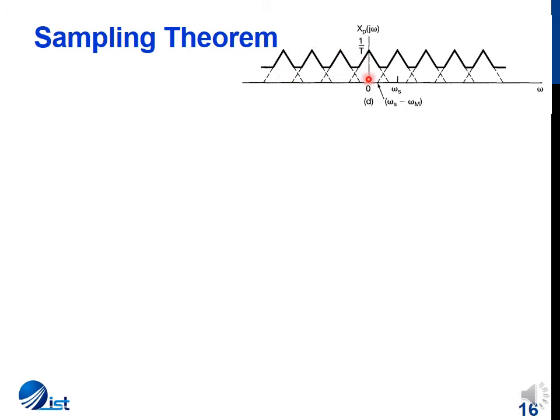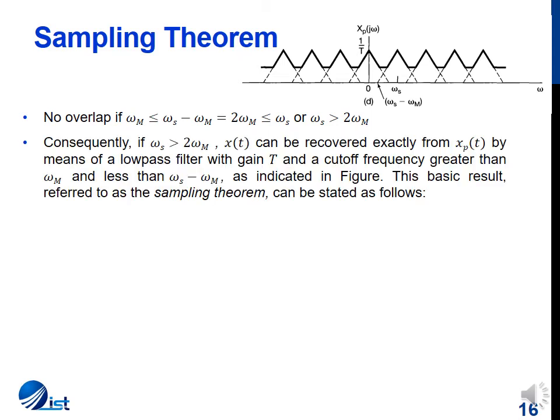The spectrum is damaged. As a result, if we try to reconstruct this signal by, say, using a low pass filter, it is not possible because the spectrum is permanently damaged and there is no way that we can recover the original signal. So for no spectral overlap or no aliasing, we must have omega m less than omega s minus omega m. And if we simplify this relationship, the sampling frequency should be greater than twice the maximum frequency of the signal, which is a very important theorem in communication systems.